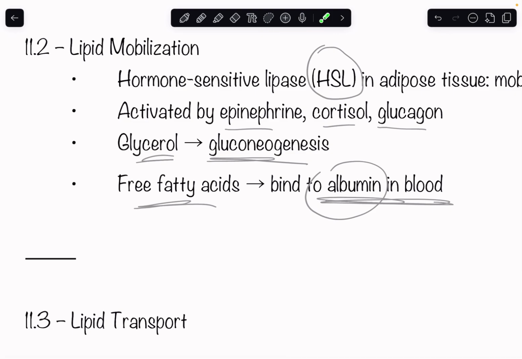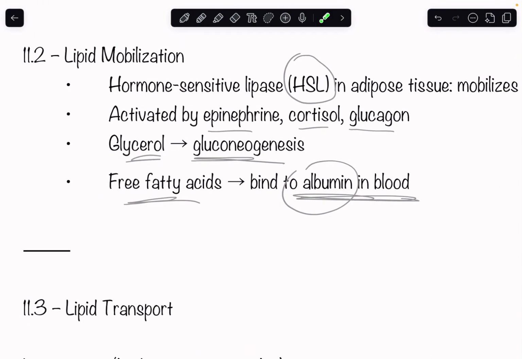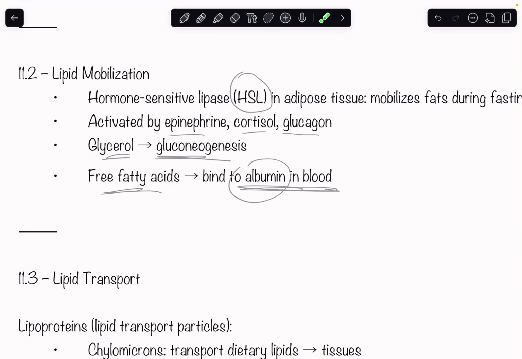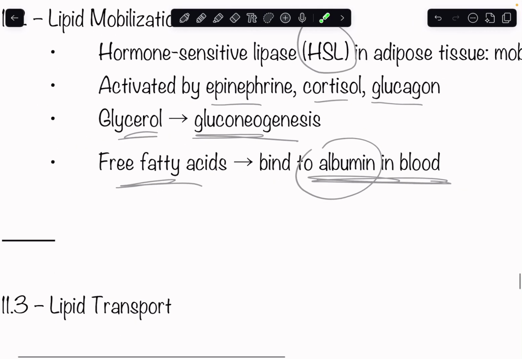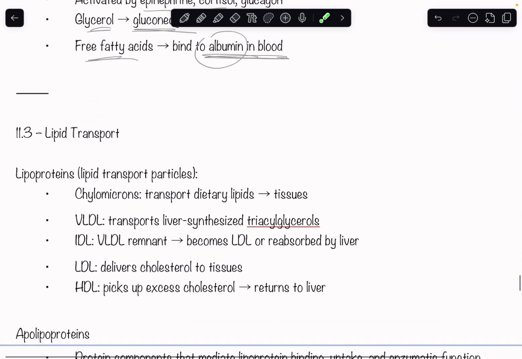And then your free fatty acids will bind to albumin, and we need to know this is a plasma protein. I don't know if you've taken Anatomy 2 yet, but this is a plasma protein. As far as the significance or function, I'm not actually sure. It wasn't in the book, and I haven't seen it on my flashcards, but I would definitely know this.